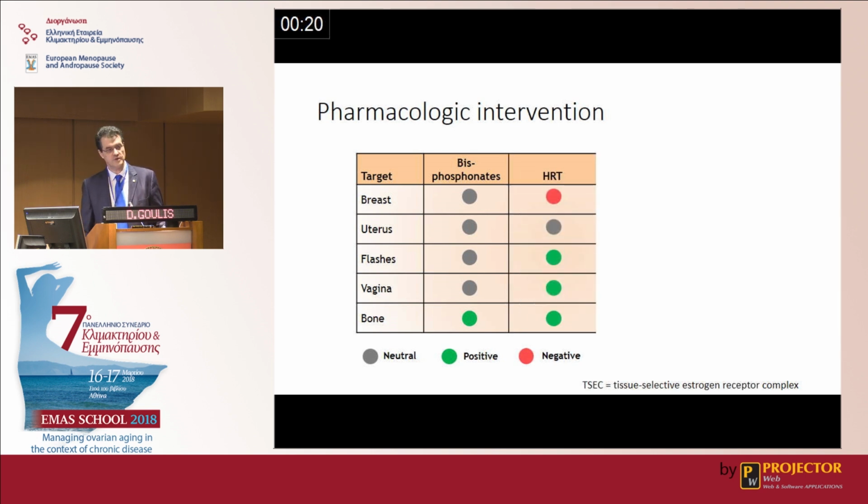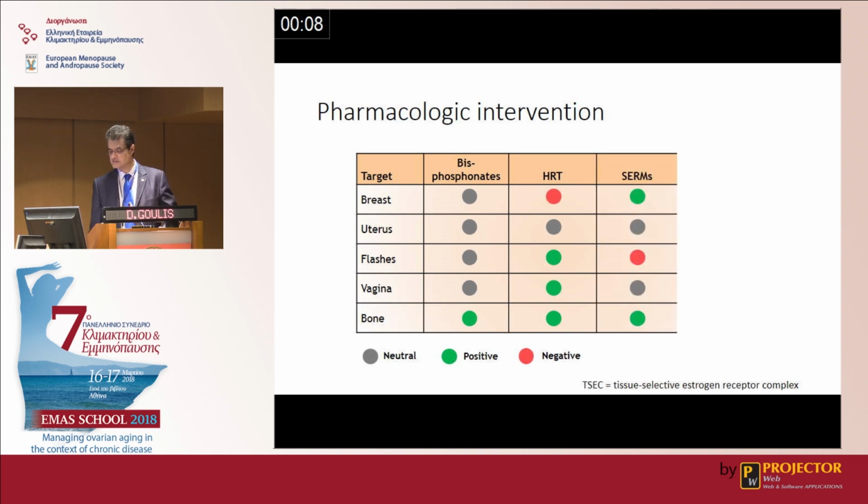This is not true with HRT, which has additional benefits, such as the treatment of flashes and vaginal symptoms. On the other hand, we have the increase in the risk of breast disease. Quite the opposite is the picture with SERMs. SERMs are considered protective, even a treatment for breast disease.